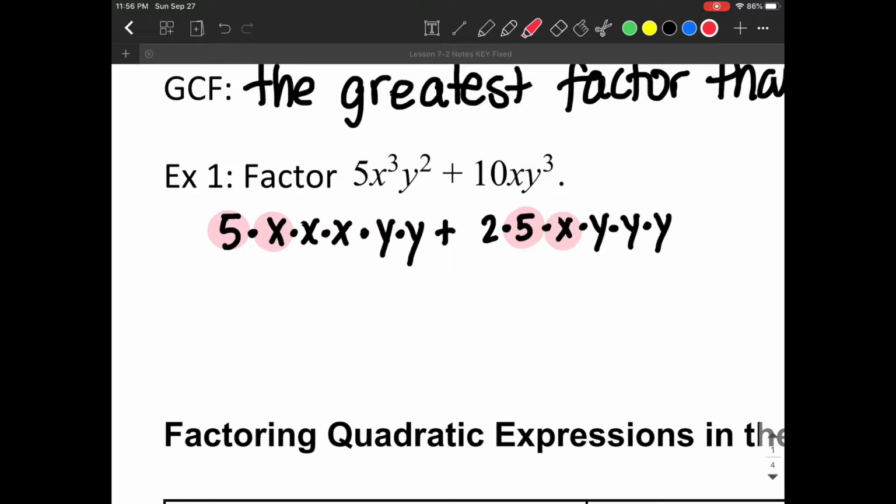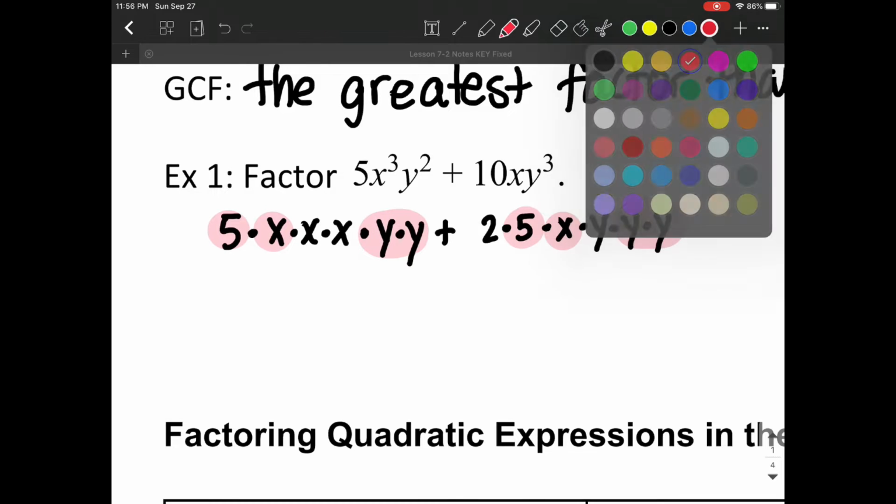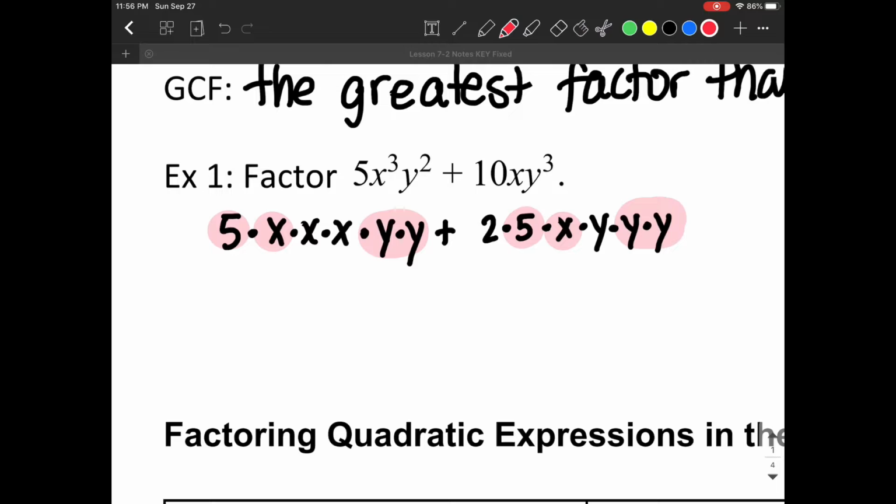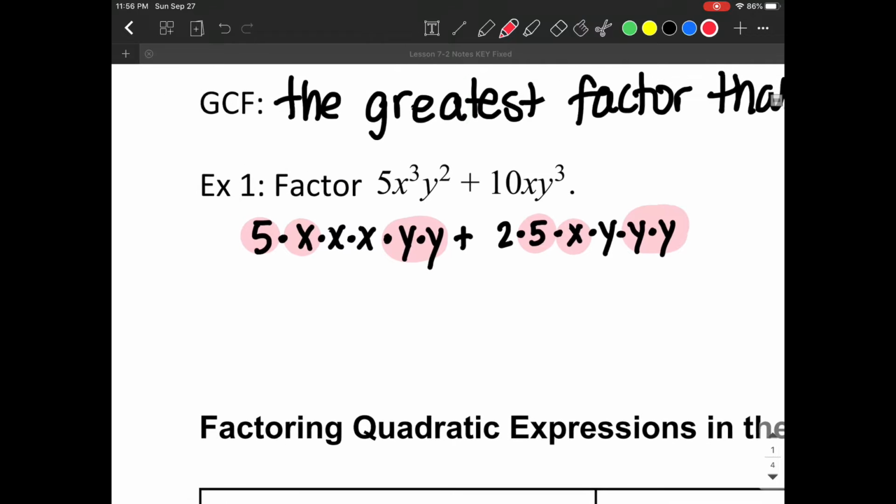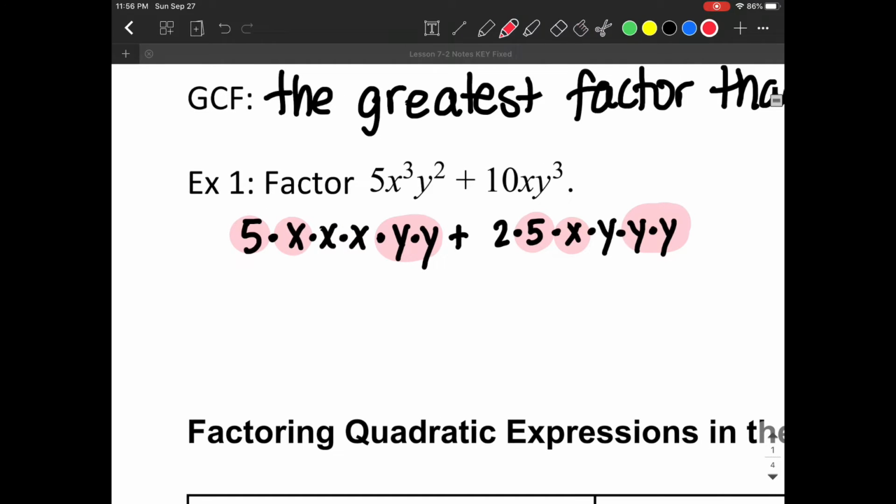The first term and second term also share an x in common. And then they share 2 y's in common. So that's collectively, if I look at those factors that they have in common, together, they are the greatest common factor. So 5, 1 x, and 2 y's, or 5xy squared, that is the GCF.